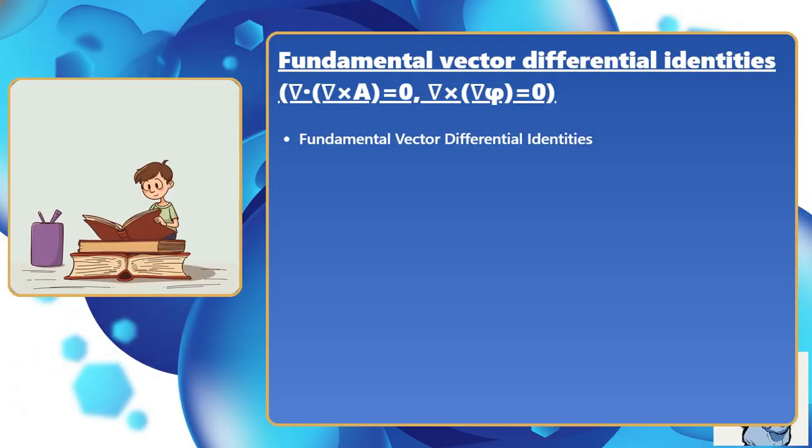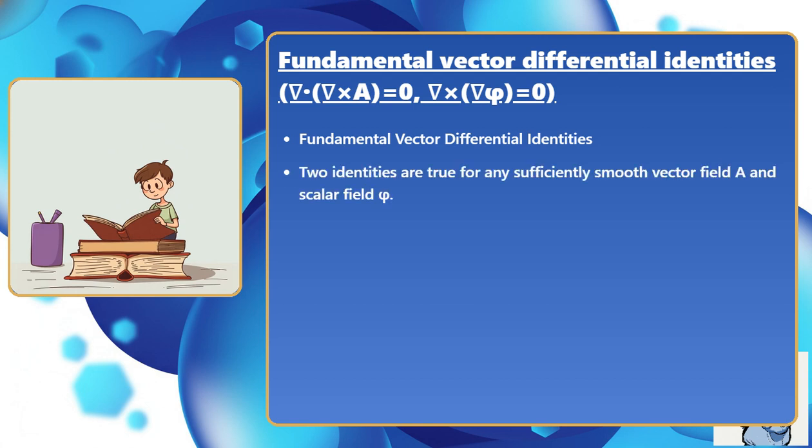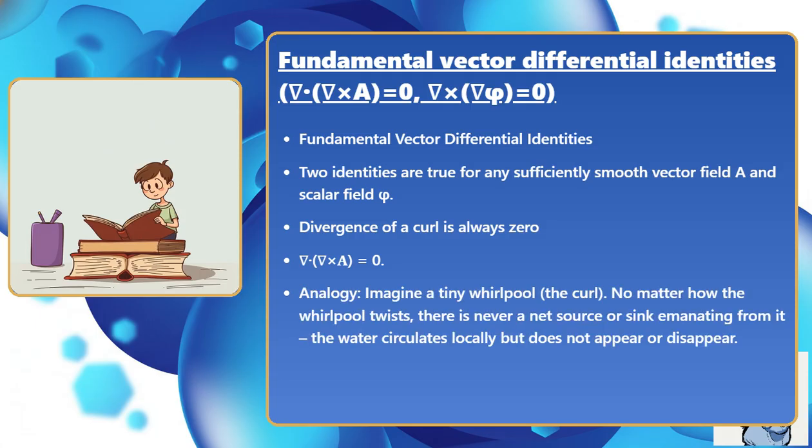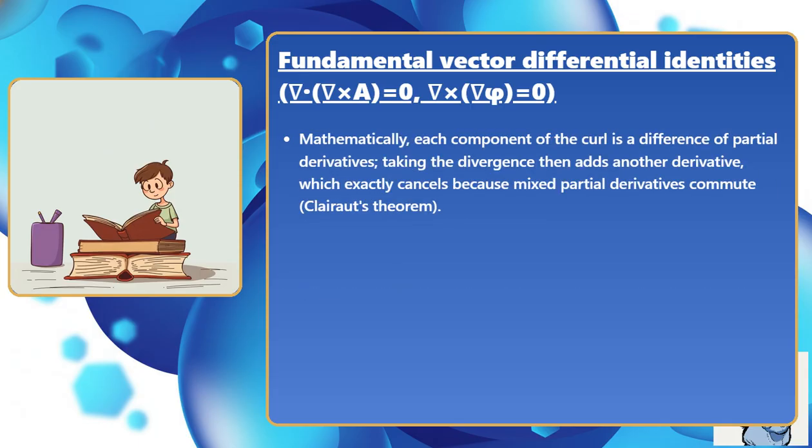Fundamental vector differential identities. Two identities are true for any sufficiently smooth vector field A and scalar field phi. Divergence of a curl is always zero. Del dot del cross bold A equals 0. Imagine a tiny whirlpool, the curl. No matter how the whirlpool twists, there is never a net source or sink emanating from it. The water circulates locally but does not appear or disappear.